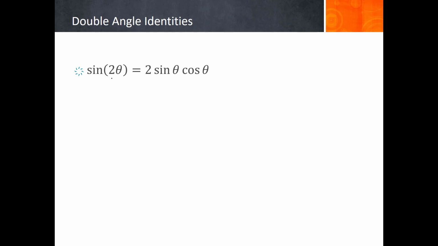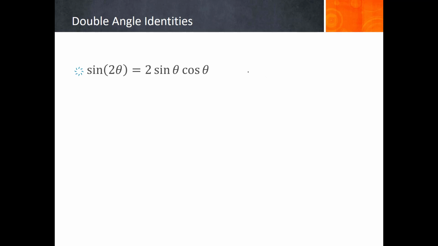So notice the 2 here. This 2 is 2 times theta. That's why we call it a double angle identity. So say we had the sine of 60 degrees. Well, 60 degrees is really double a 30 degree angle. So we could compute the sine of 60 degrees using the double angle identity, where we would compute 2 times the sine of 30 degrees and cosine of 30 degrees. We don't have to, because we know sine of 60 degrees. But again, it's something that we could do.